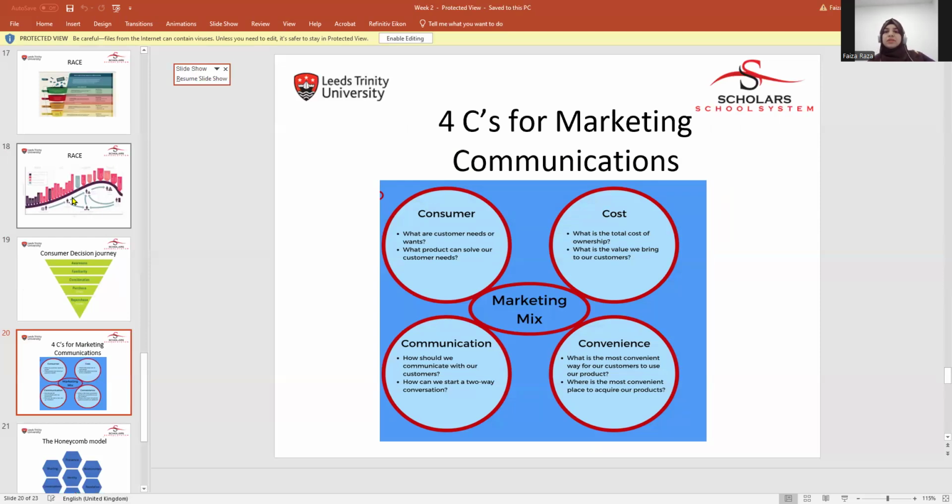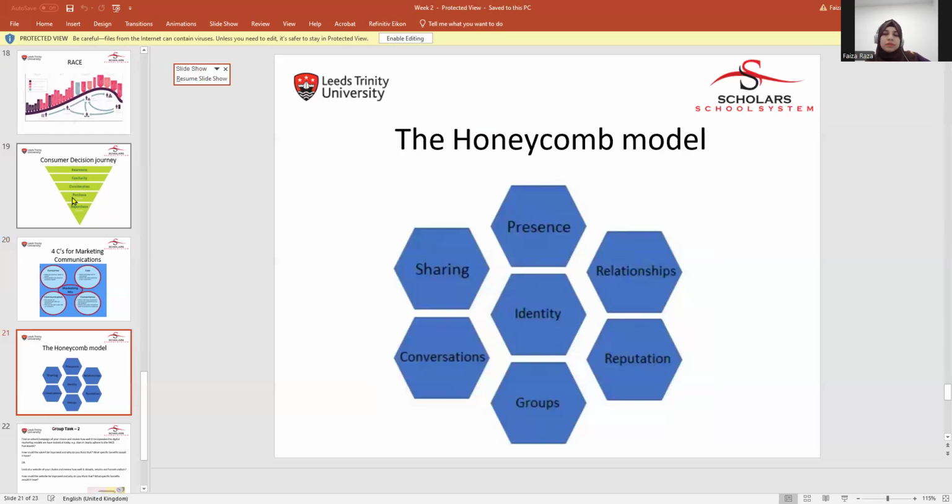Then the four C's for marketing communications are: consumer, who the consumers are and what their needs are, and whether the product can solve those needs or not; cost, the total cost of ownership; convenience, the most convenient way for our customers to use a product; and communication, how we should communicate with our customers. Then there is the honeycomb model, which starts with the identification of your own company, then presence, making relationships, building reputation, creating groups, conversations, and then sharing your values.